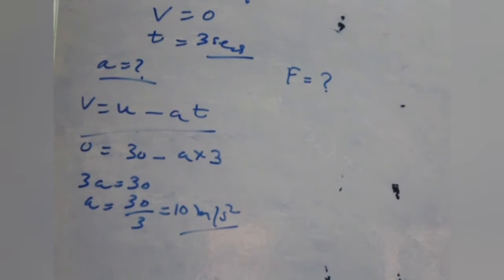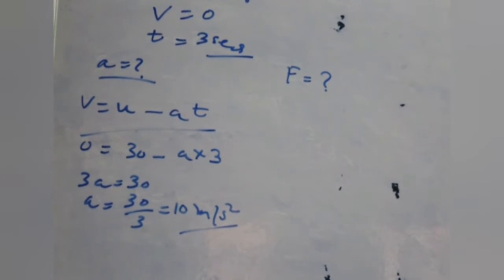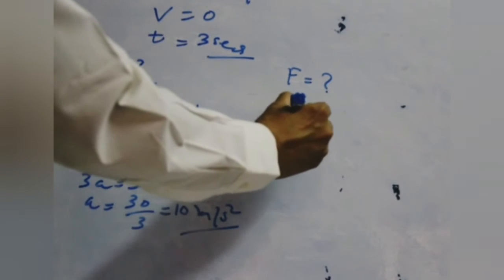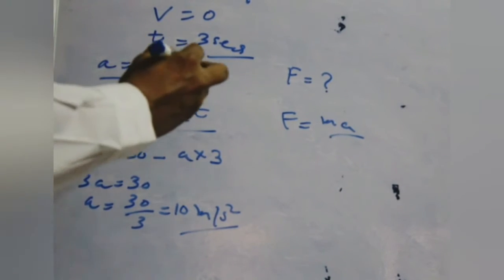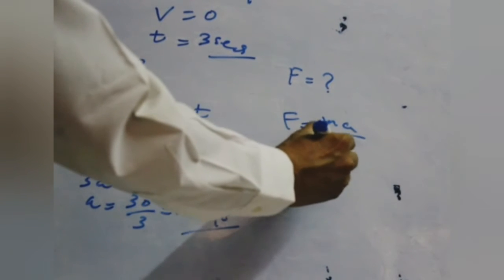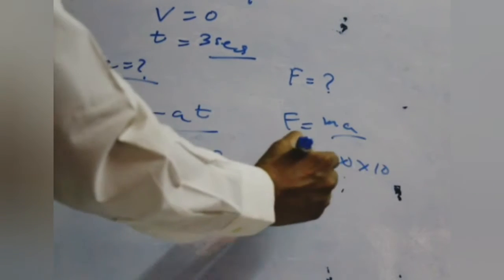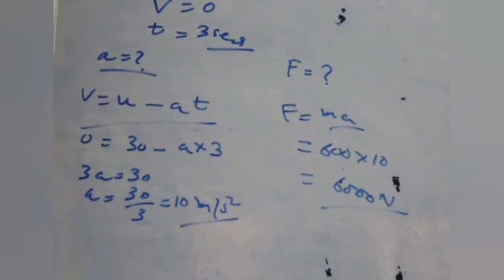Now we have to find the force. Okay. Now what is force? Now force is mass into acceleration, m into a. Okay, now what is m? M is 600 and a is 10. That means 6000 Newton, 6000 Newton.